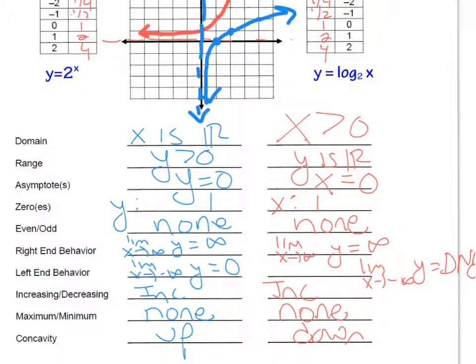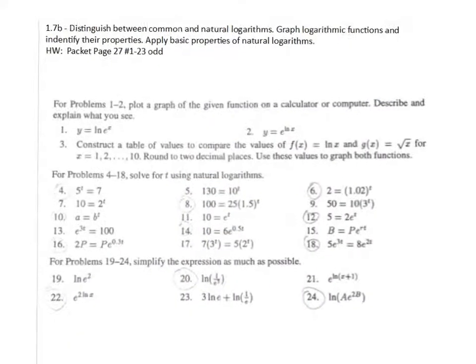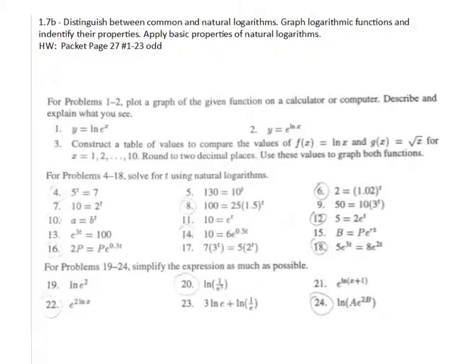Okay, you have to skip over a page to find the correct homework. The correct homework looks like this. It's page 27. And it's not all of them. You're just going to do the odds. All of the answers will be on Edline for you to check.